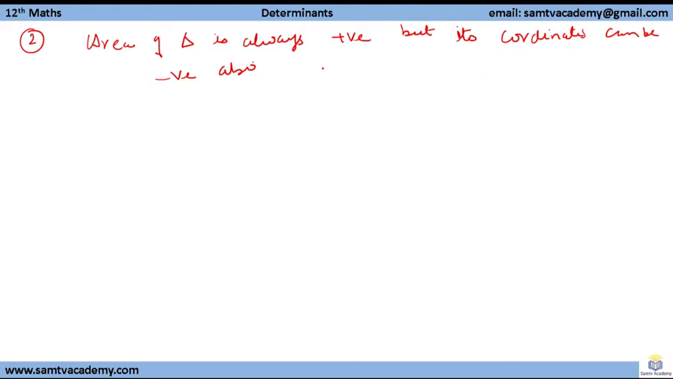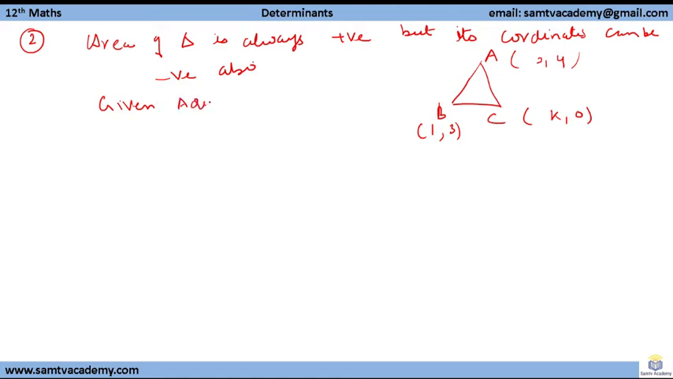So if you have any triangle like this, and points A, B, C are given, with A (3, 4), B (1, 3), and C (K, 0), and you need to find the value of K, and the area of the triangle is given. Suppose the area of the triangle is equal to 4 square units.